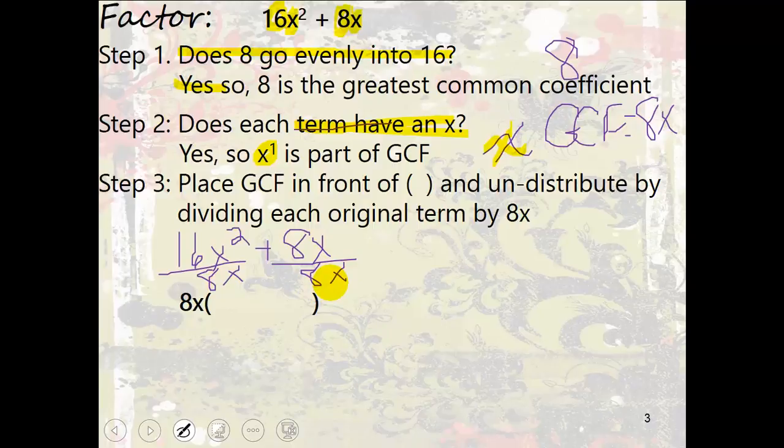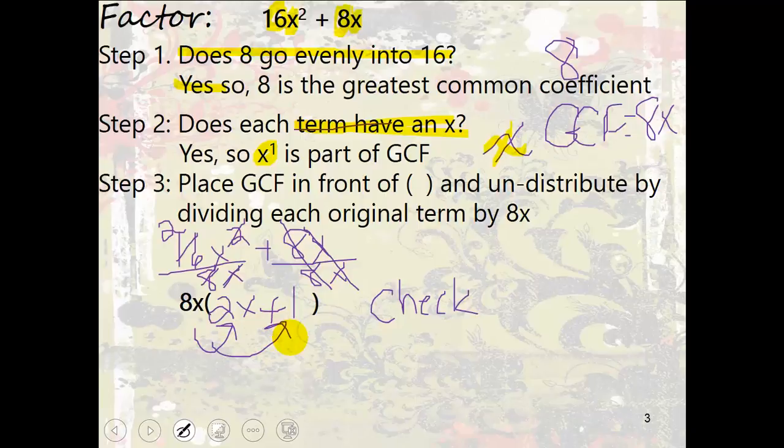So 8 goes into 16 twice. One of these x's cancels, so I get 2x plus, the 8's cancel, the x's cancel, so I get 1. Now here's a way to check yourself. If you factored it out correctly, if you distribute this, you should get back to your original equation.